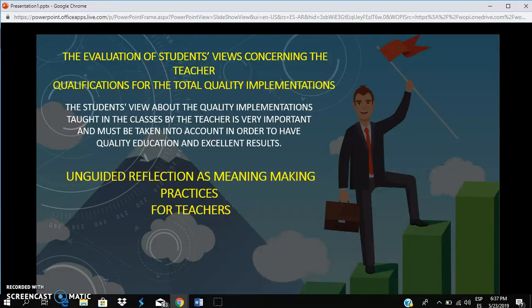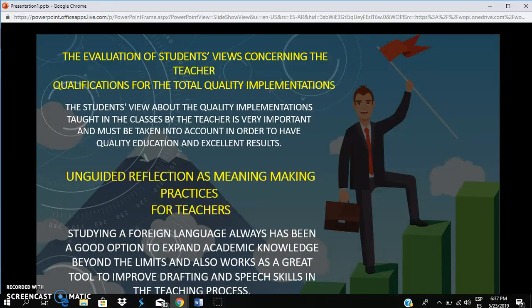Encourage reflection and meaning-making practice for teachers. Studying a foreign language has always been a good option to expand academic knowledge beyond the limit, and it also works as a creative tool to improve drafting and speech skills in the teaching process.